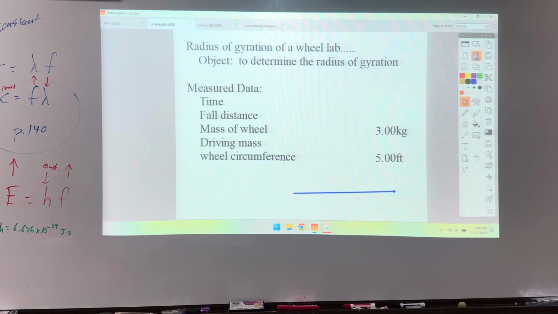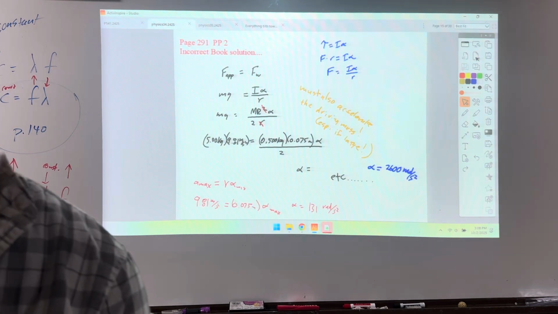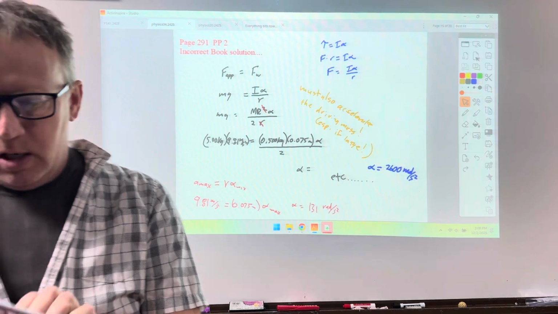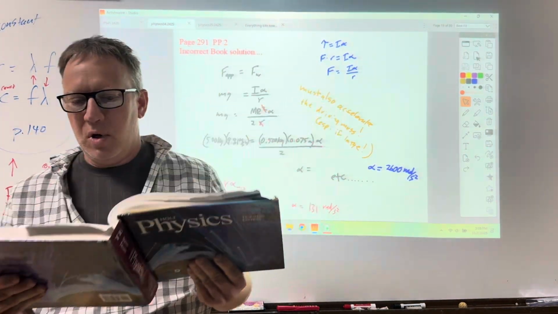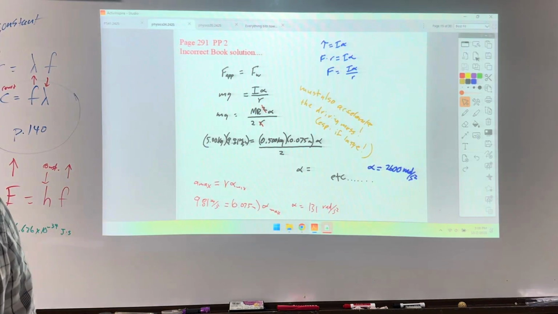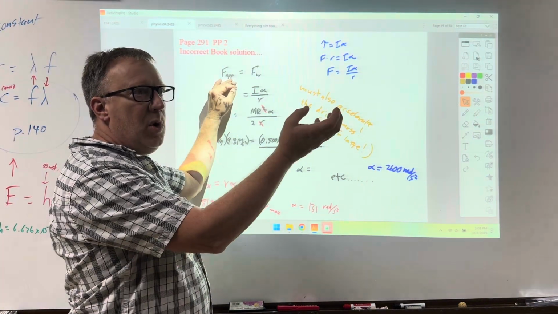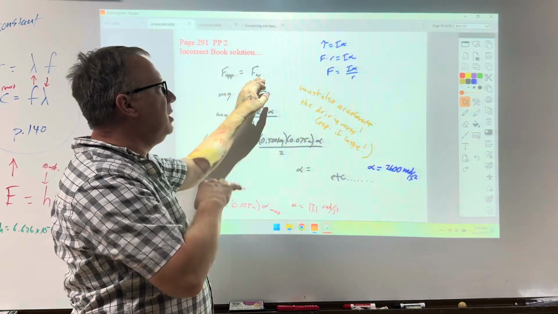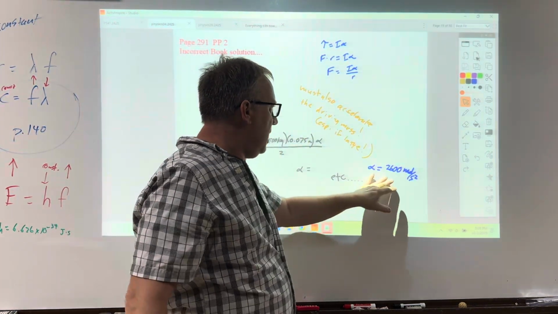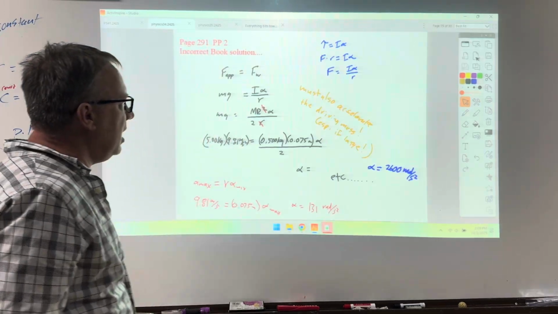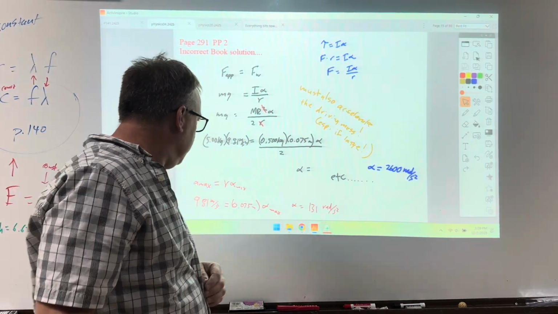There was an example given like that on page 291 of my book, which is Fawn and Surway and Fawn, the Holt physics book. I don't know what year. Page 291, their problem 2. They said that hanging weight is the applied force and it makes the wheel spin. Well, when you work that out, you get an acceleration of 2,600 radians per second squared. But it can't be that high.